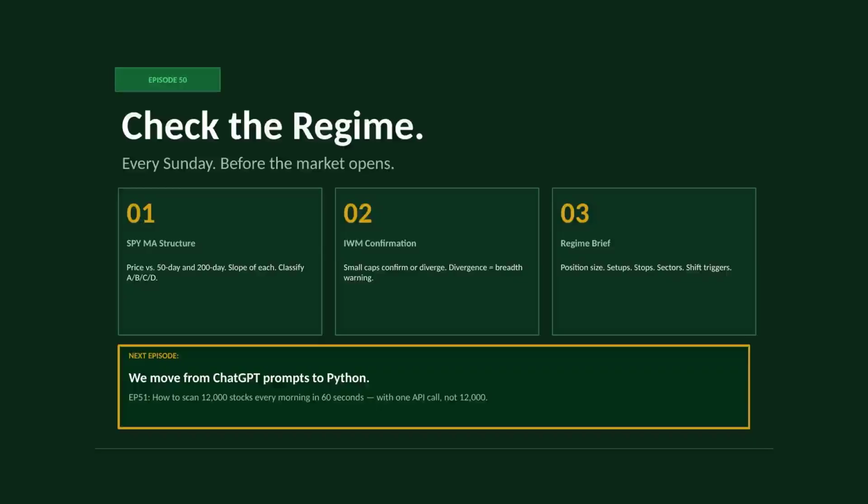The first one, how to scan 12,000 stocks in under 60 seconds.